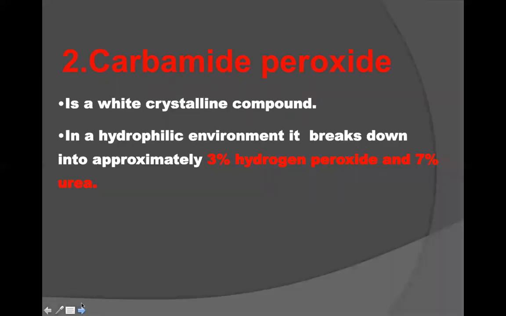Carbamide peroxide is another material that is utilized. It is a white crystalline compound, and in a hydrophilic environment, it breaks down into approximately 3% hydrogen peroxide and 7% urea.